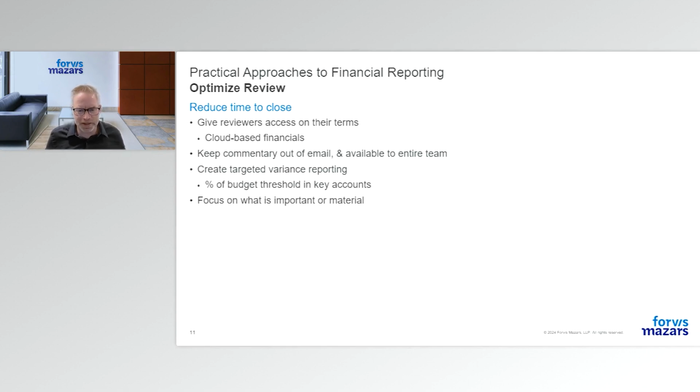Another quick way to help is to create targeted variance reporting. So, prepare some reports, and some systems can do this, where you're only looking at line items that have 10% or more variance to budget, or an X amount of dollars threshold. That way you're not spinning your wheels on accounts that really are meaningless or do not have much of an impact on the financials.